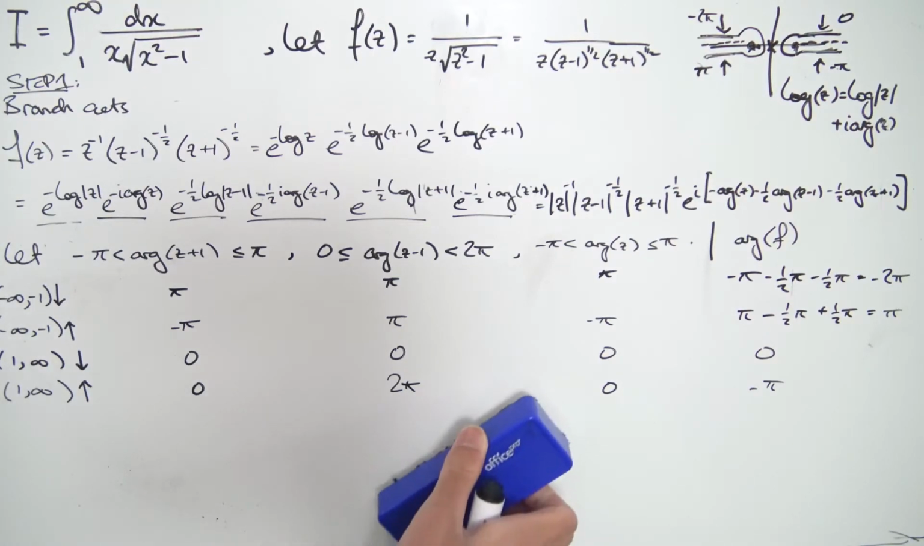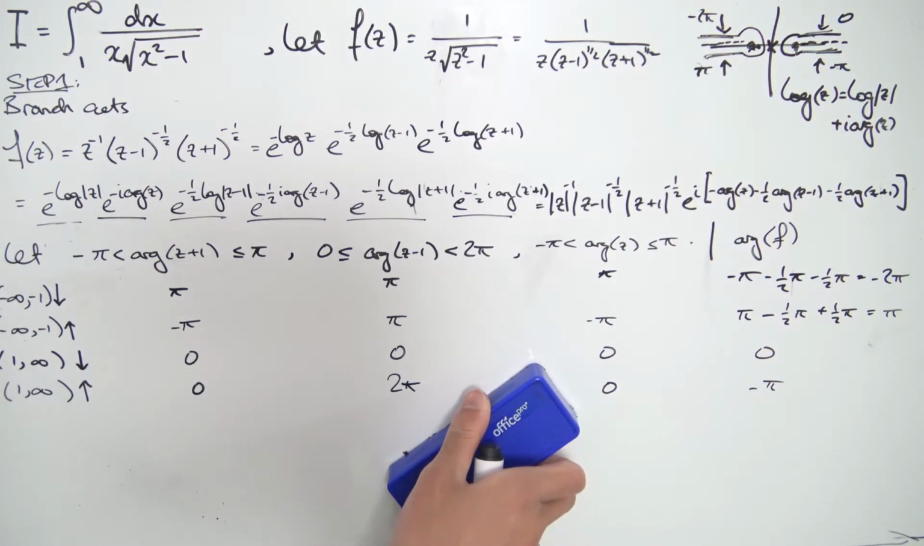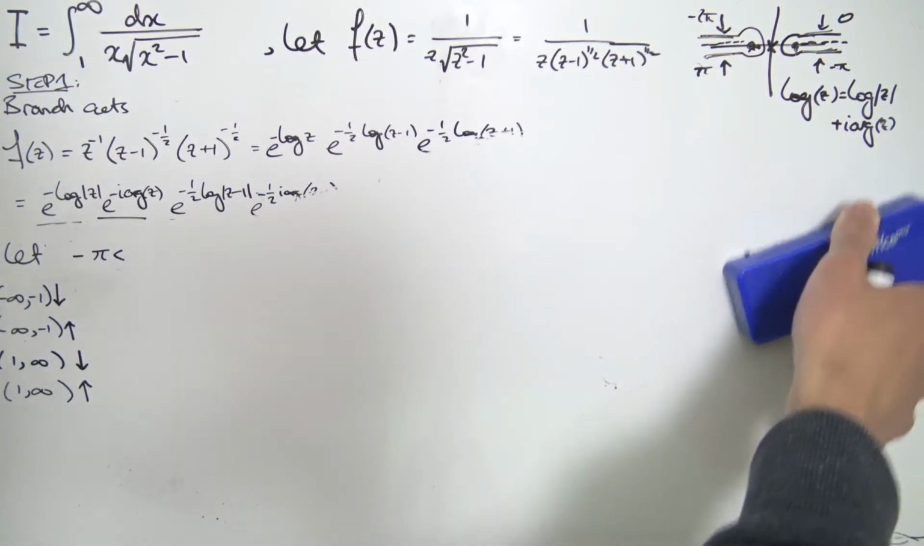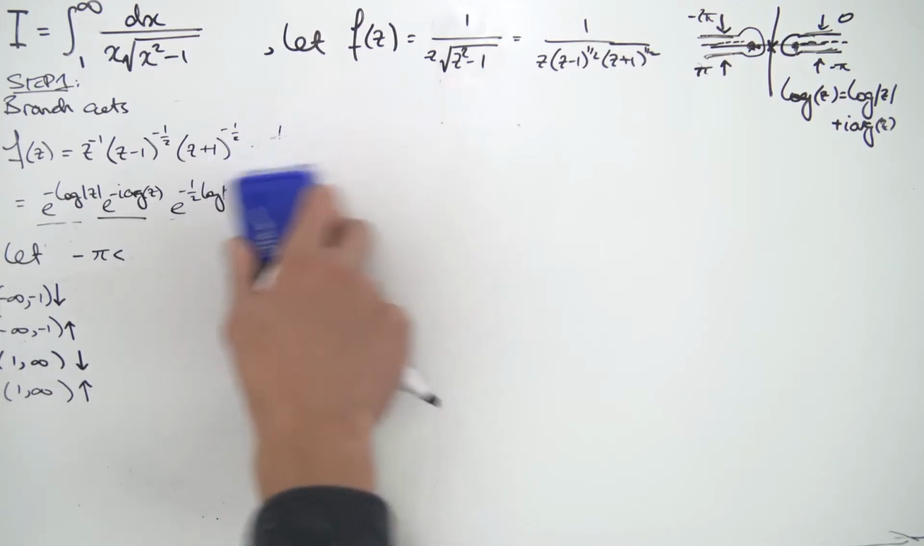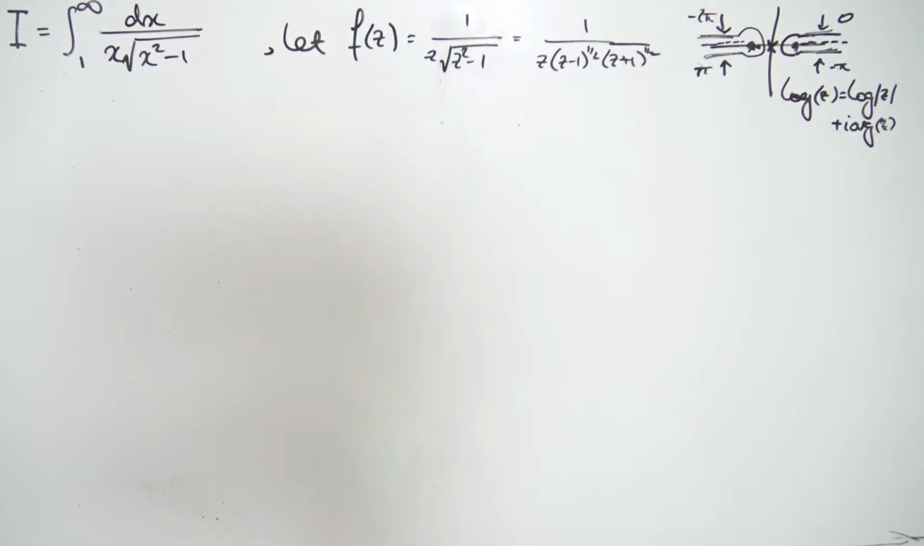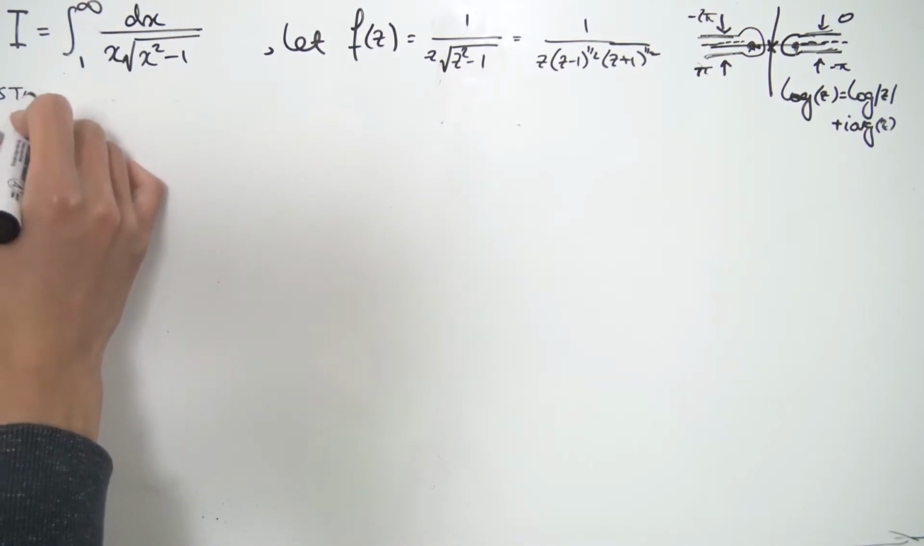Okay, so we are pretty much done with this section now on determining the arguments. So this was quite important because it will hopefully save us a bit of time later on as well. So that is step 1 done. Okay, step 2, let's consider the contour.